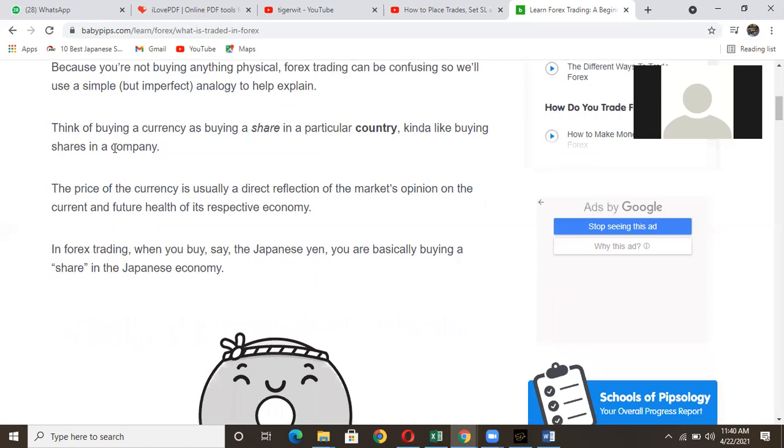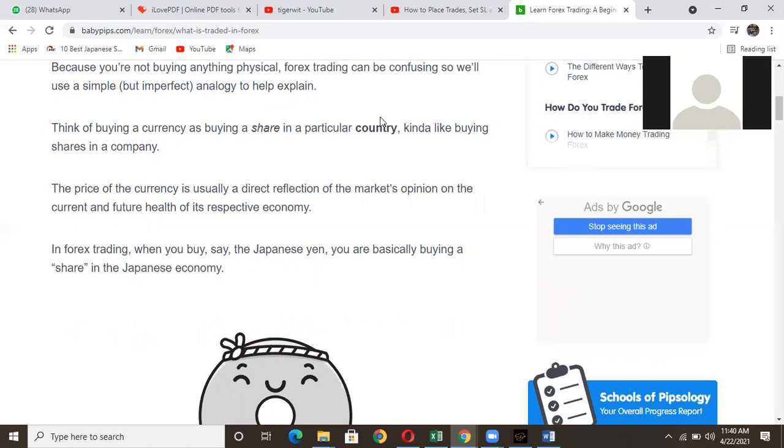So we are looking at buying a share into that country. Now we are looking at that country like a company. So that means we have to understand all the affairs that happen in that country. The most important ones are the government policy, their interest rates, their employment rates, and so forth.